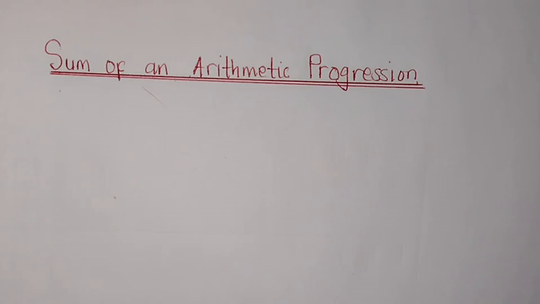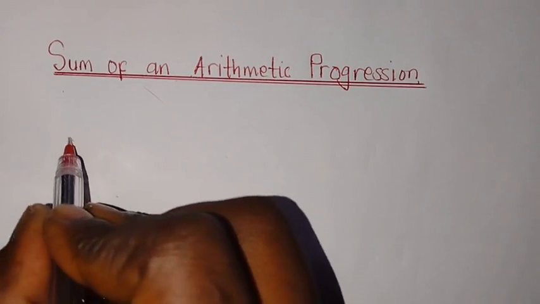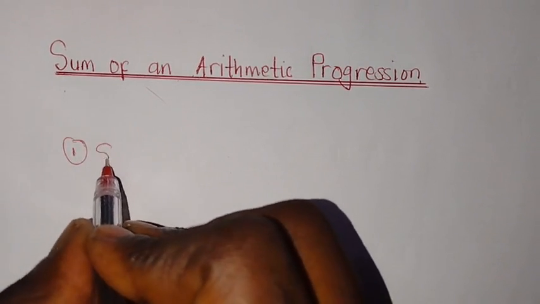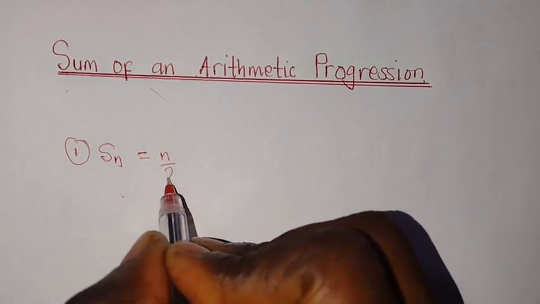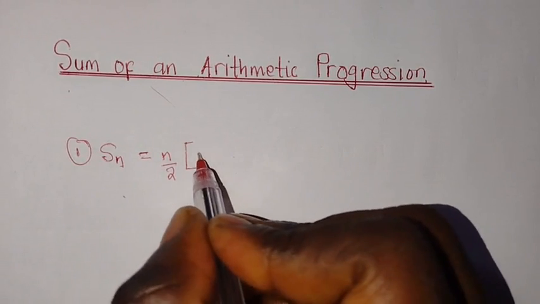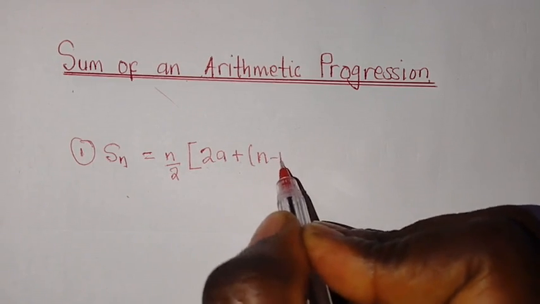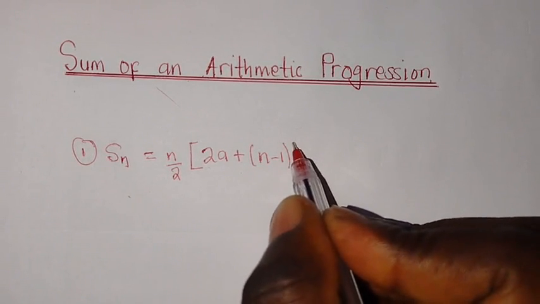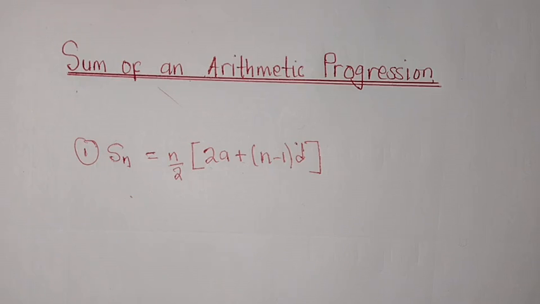I want us to look at how we can find the sum of an arithmetic progression. Indeed, we know that in order to find the sum of an arithmetic progression, we need to be aware of the formula. Our first formula is: sum is equal to n over 2, open square bracket, 2a plus open bracket n minus 1 close bracket d, then square bracket close. This is the formula that we must know.